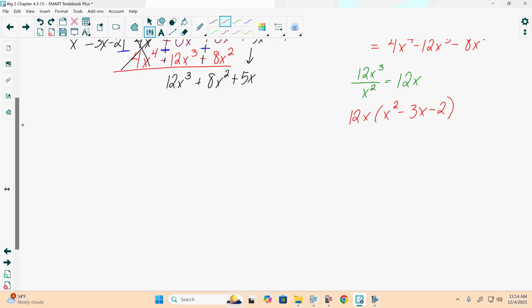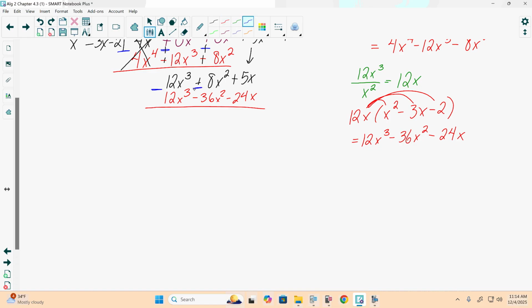Scroll down. 12x times x is going to be 12x cubed, because that's what we want. We want those first terms to match up. Then we'll do 12x times negative 3x. Negative 36x squared, yes. And lastly, 12x times negative 2 is negative 24x. And then again, we're going to need to subtract.